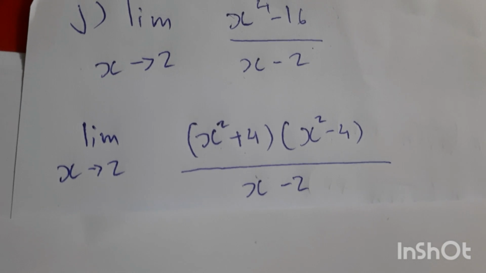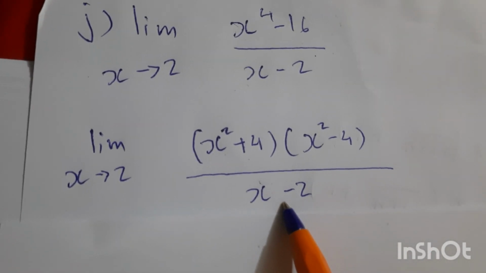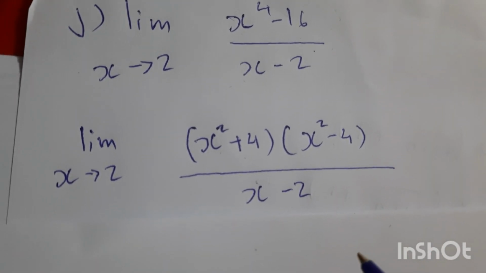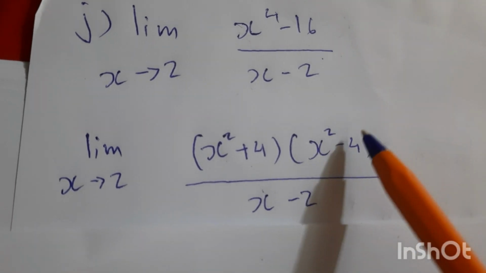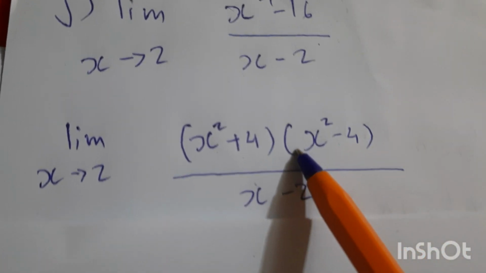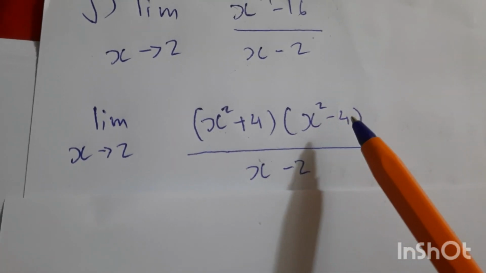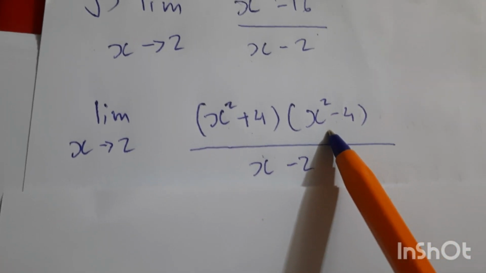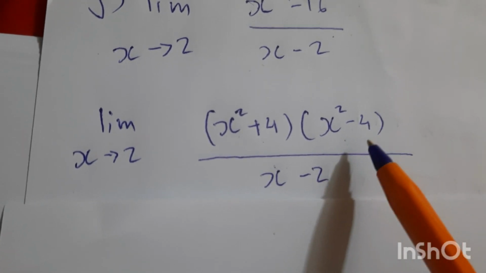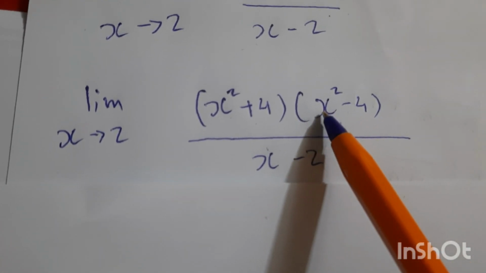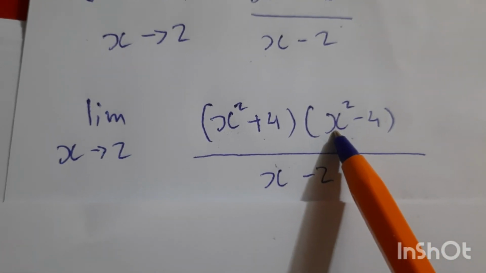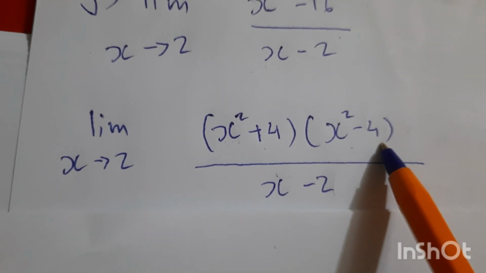So if we look at this, we still cannot do anything to simplify. So we need to break this down a little bit more. When we look at this right here, this is also a product of a difference of two squares, so we can break this down. The square root of x squared is x, and the square root of 4 is 2.